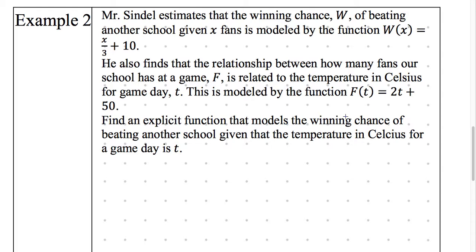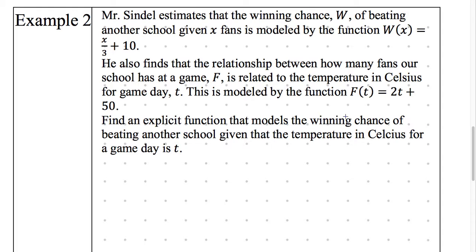Mr. Sindel estimates that the winning chance W of beating another school given that X fans is modeled by the function W of X equals X over 3 plus 10. He also finds that the relationship between how many fans our school has at a game, F, is related to the temperature in Celsius for the game date, T. This is modeled by the function F of T equals 2T plus 50. Find an explicit function that models the winning chance of beating another school given that the temperature in Celsius for the game date is T.